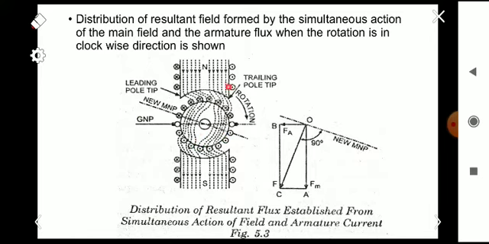Due to the armature reaction, the magnetic neutral plane shifts like this. In the previous case it is along the geometrical neutral axis, but it will be shifted like this. So we have to shift the brushes along the magnetic neutral plane.